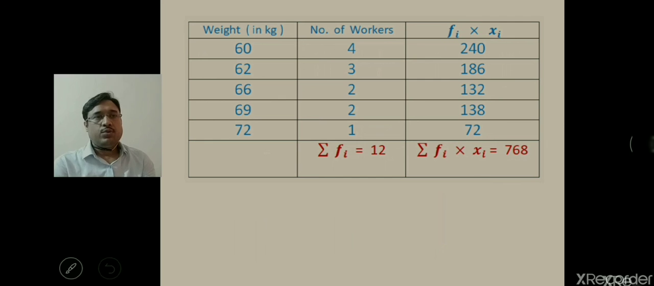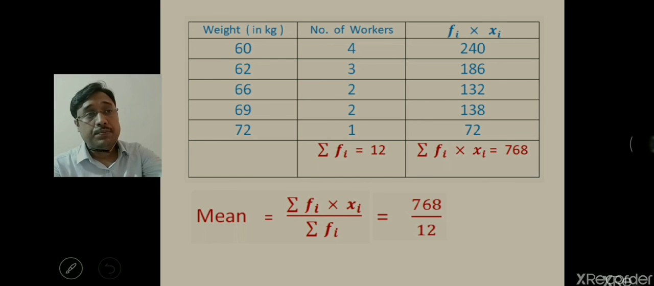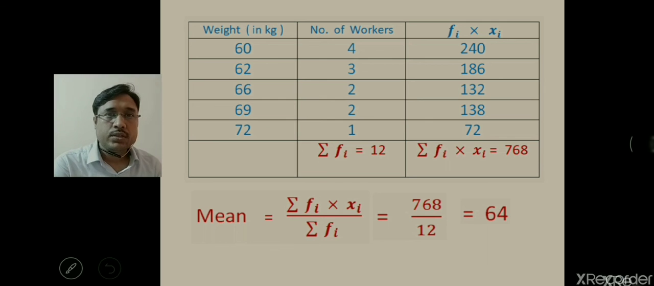This is the frequency table, the tabulated form of the data. Now the mean formula for tabulated data is summation of fi xi divided by summation of fi. So this gives 768 by 12, and the result is 64. 64 is the mean of the tabulated data. This way you will find the mean of tabulated data.